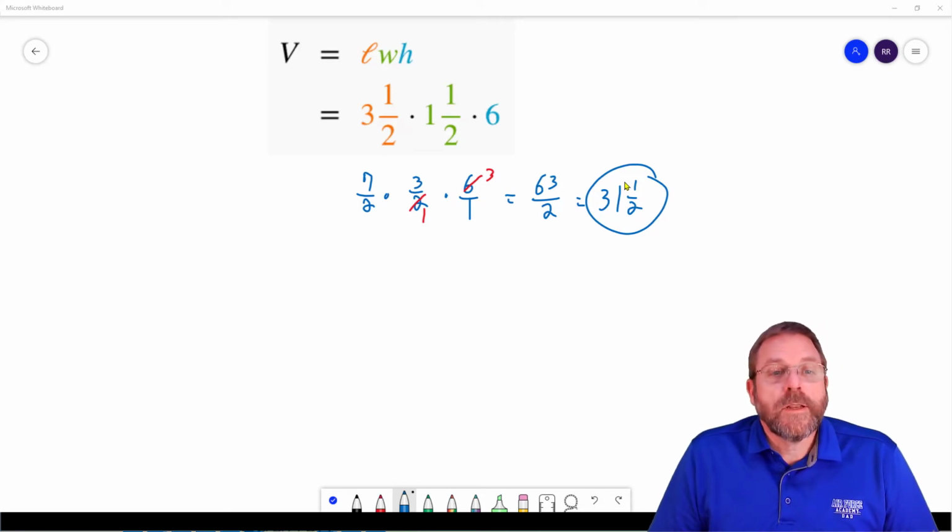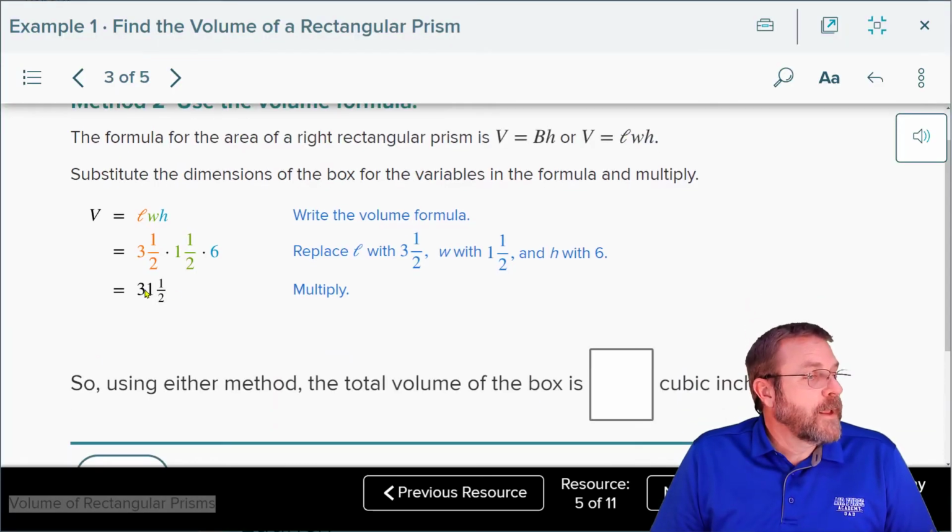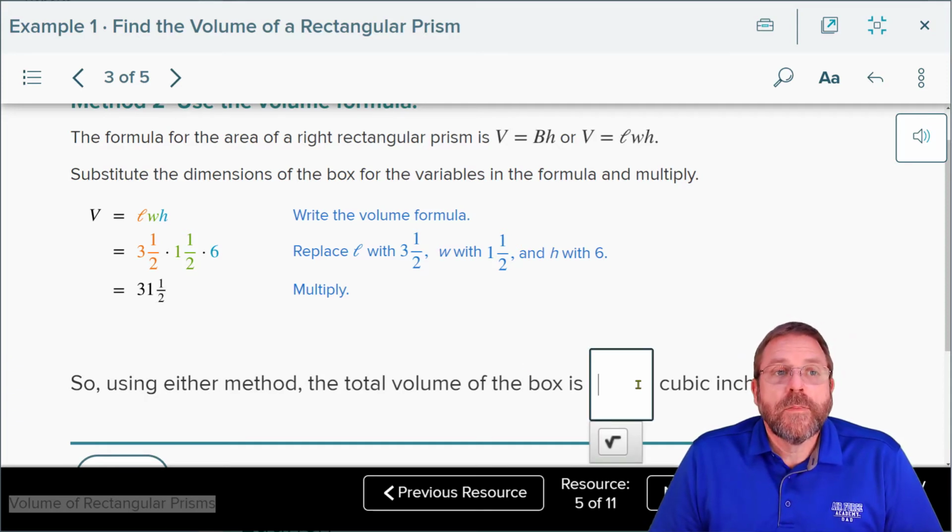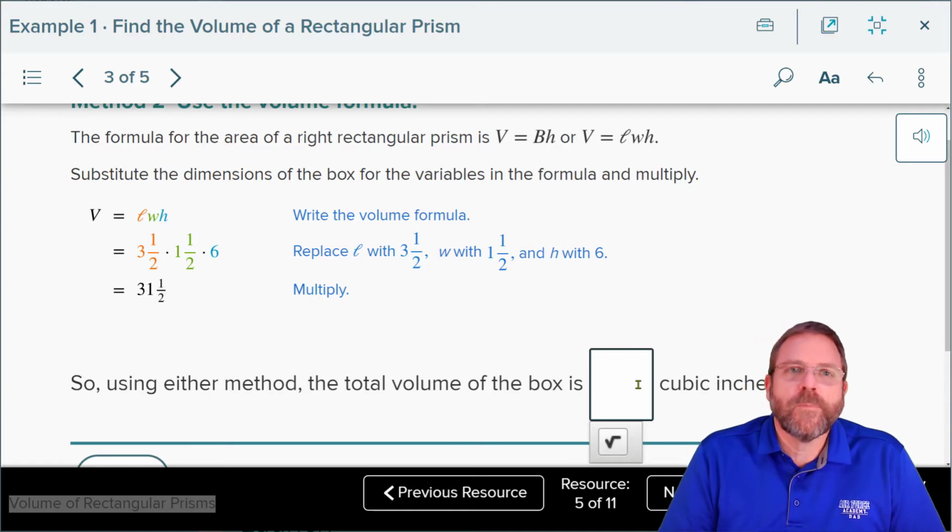Jump back over to the textbook page. You can see they have 31 1/2 here, and if it makes you happy, you can put it in the box just to hear that happy tone, but I'm not going to do that because we've already proven it.